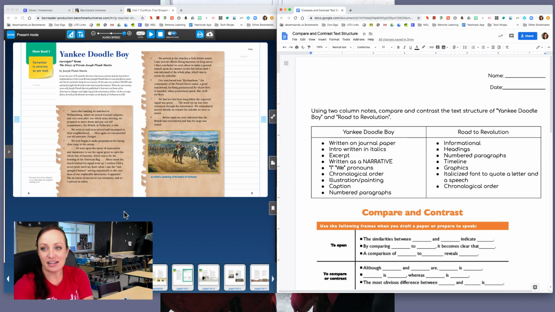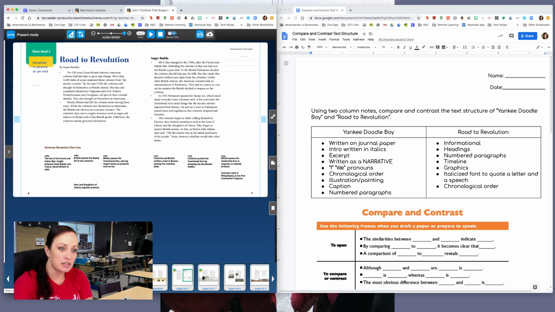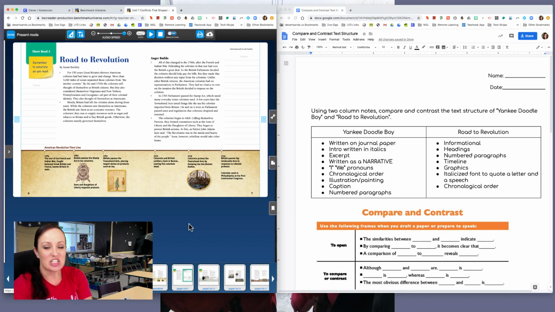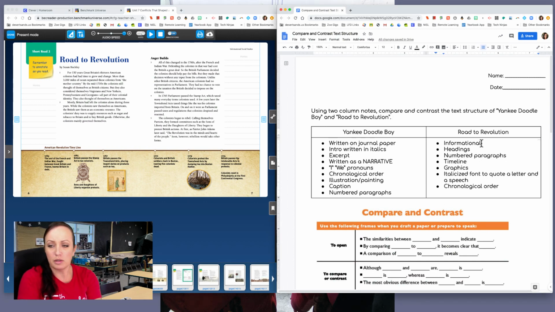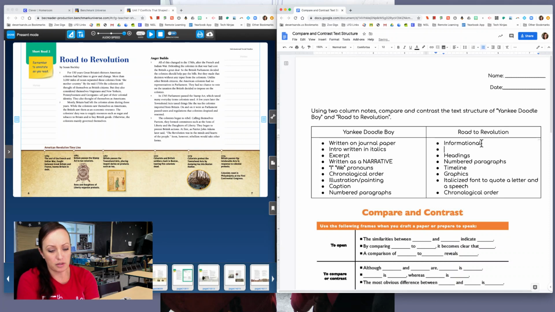I went ahead and added in my notes for Road to Revolution, which was the other text. Looks like this. So hopefully you have something similar, maybe a couple of differences, but some things I noticed that this text had was that it was informational. It was all written in informational. I didn't see any I's or we's. It was very factual based. I could probably even add that it was factual based. The other one was too, but it was more of a personal account. So I'm going to write factual based.